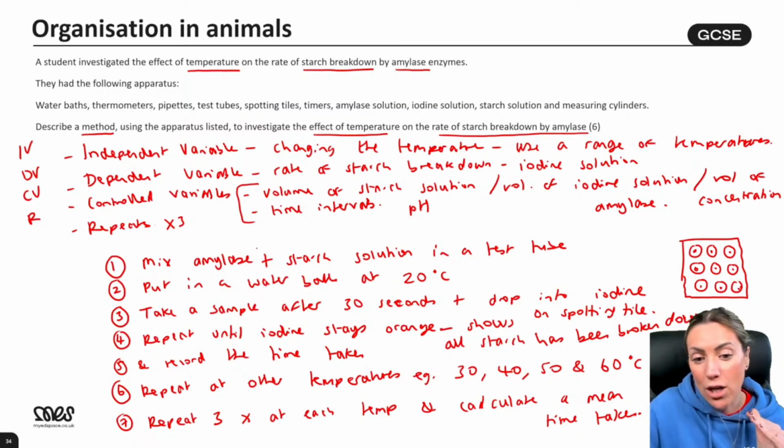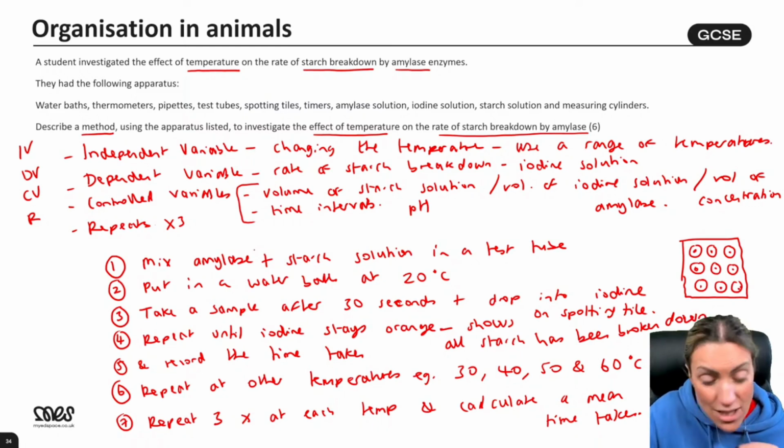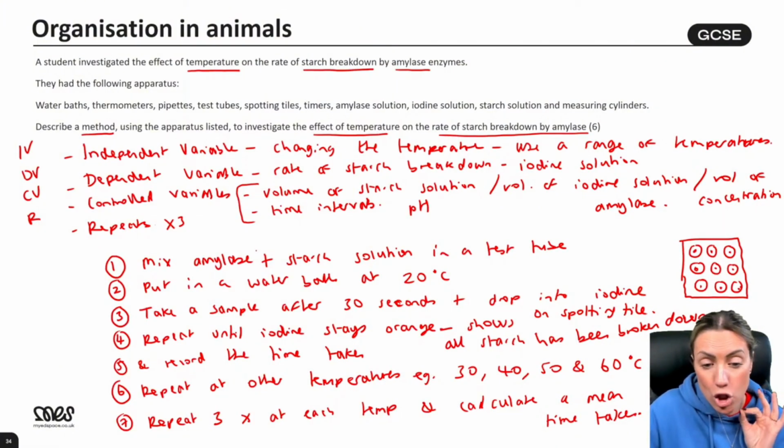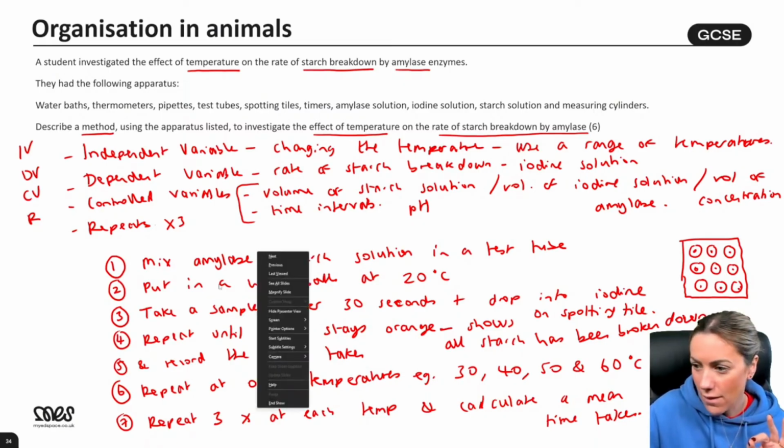The variables I include at the top of my answer, Tayeb. That's just how I always teach, like planning a practical. Such good practice to do it like this. IV, DV, CV, repeats. So many students write a perfect method, but nowhere do they put any control variables. And then they quite often end up getting only 2 marks. Okay.